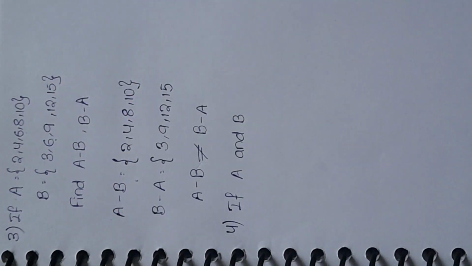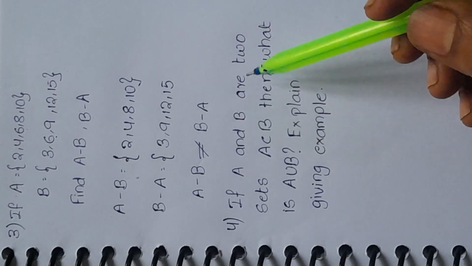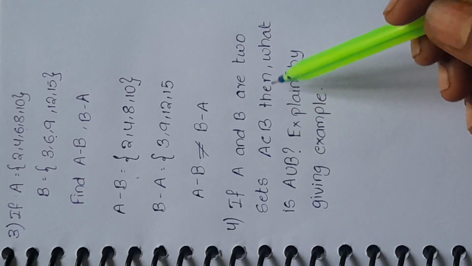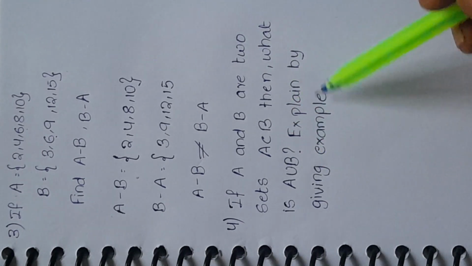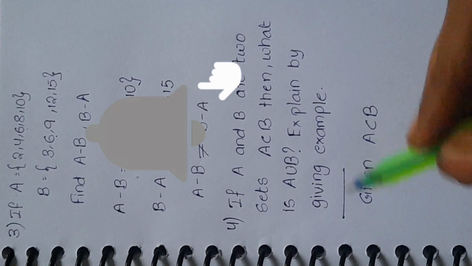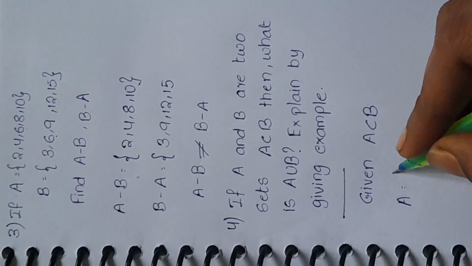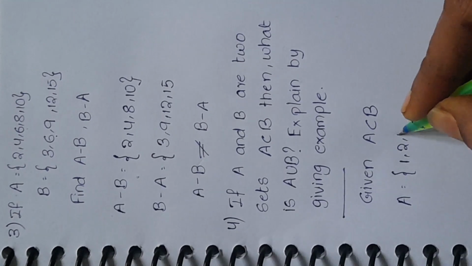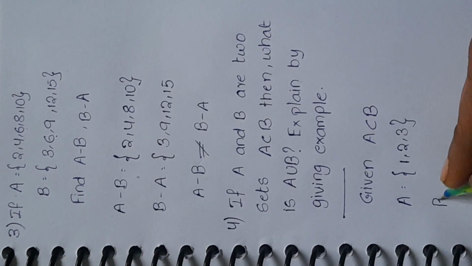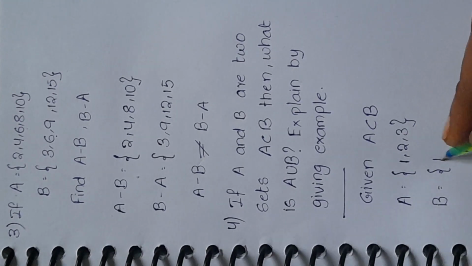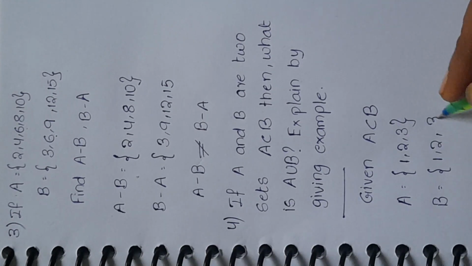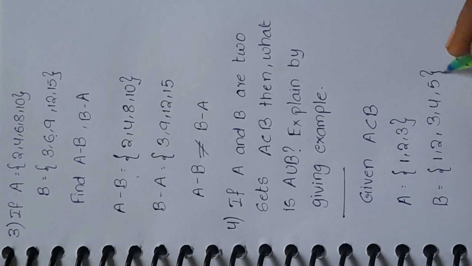Let us move to question number 4. The fourth question is, if A and B are two sets and A is a subset of B, then what is A union B? Explain it by giving an example. Here, given A is a subset of B, we should take the set A. Let us take it as {1, 2, 3}. As A is a subset of B, all the elements in A should be in B also. So set B is {1, 2, 3, 4, 5}.